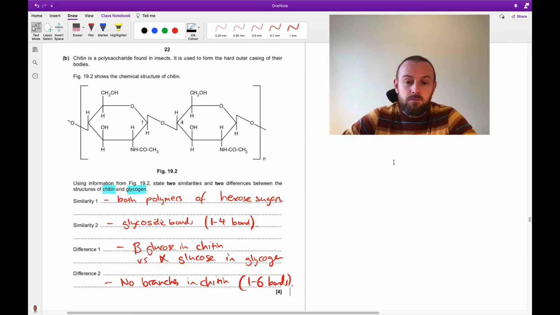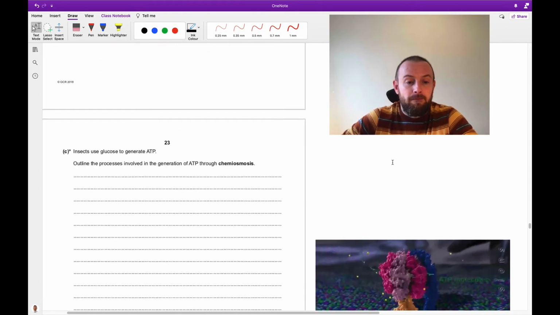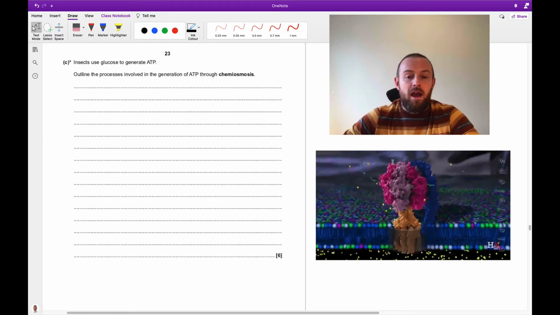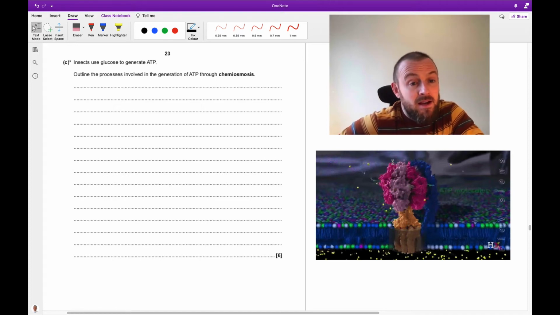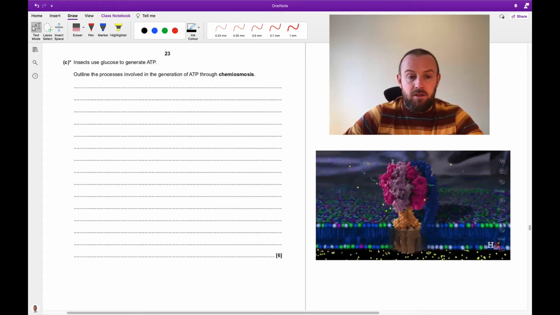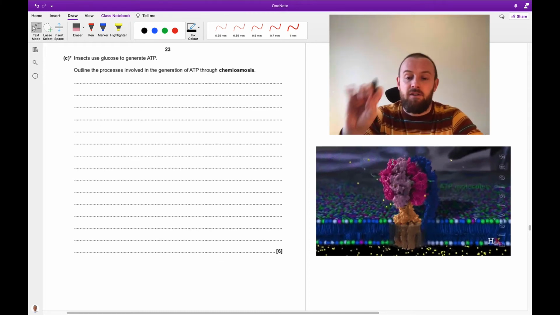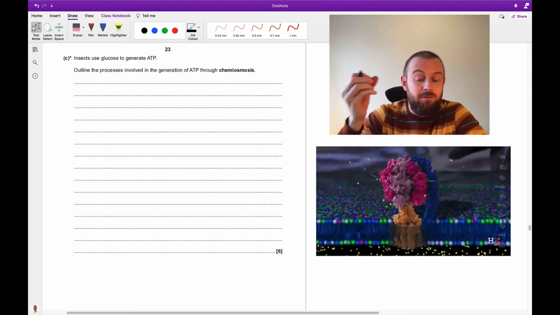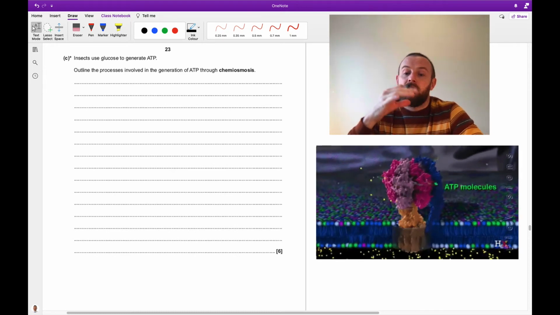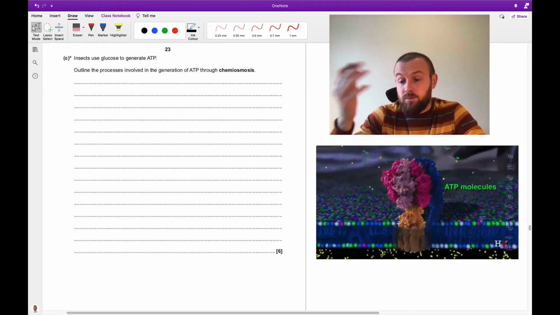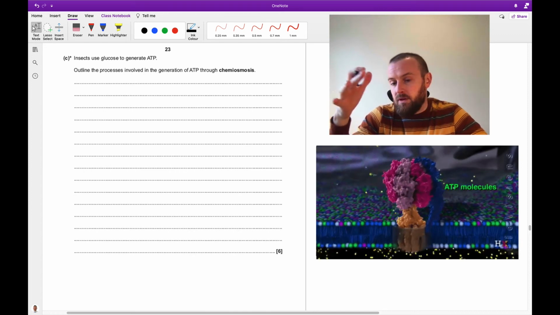Okay, moving on. Here we have a 6-mark question about ATP. It says, insects use glucose to generate ATP. Outline the process involved in the generation of ATP through chemiosmosis. Now I'm throwing in a GIF here of ATP synthase and chemiosmosis. Here it is, so we can refer to it as I'm explaining the question.